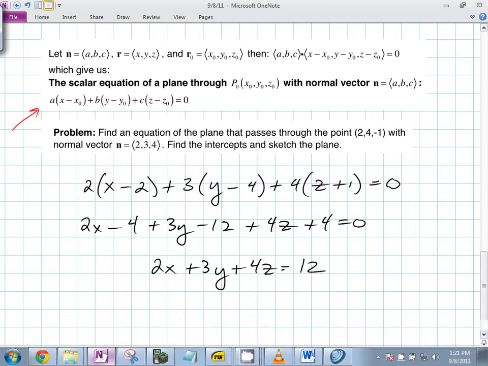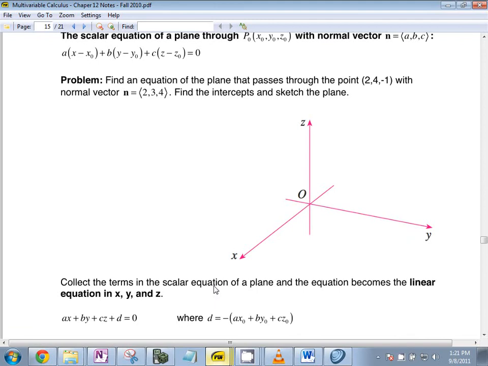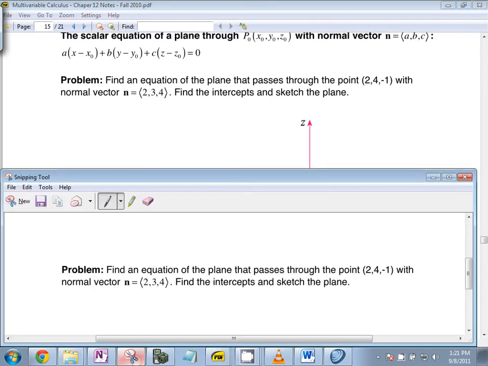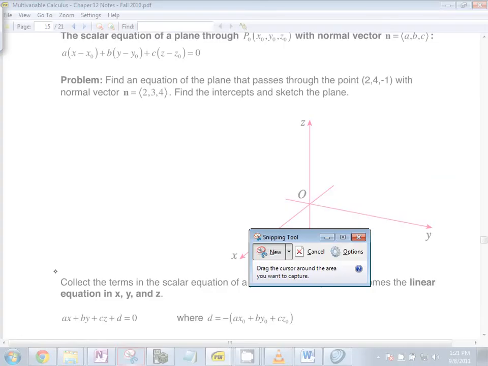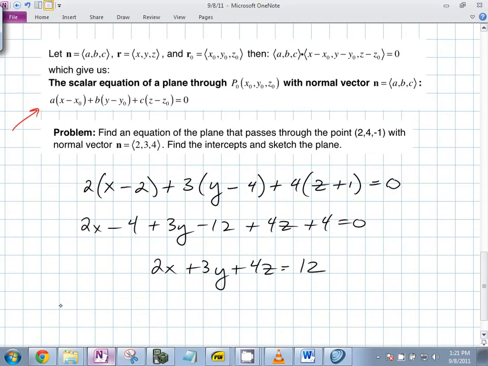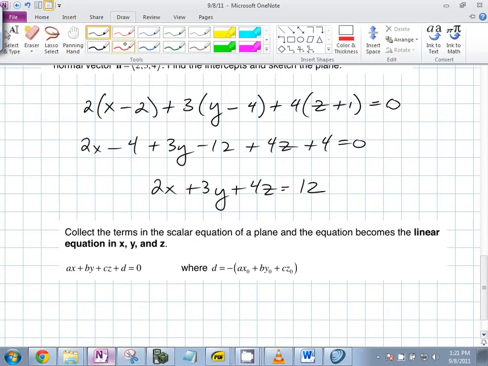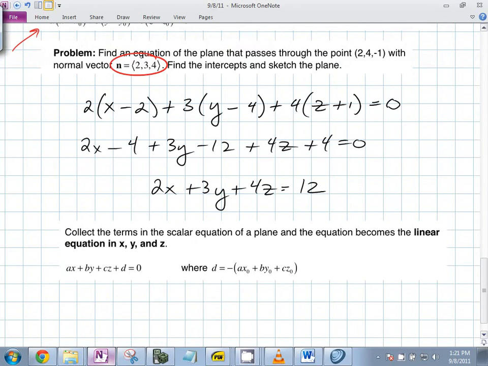What's really interesting is you might see it written in this form right here. And they give you the notation for this. What we just did is we turned it into the linear equation. What's really interesting about the linear equation is that n is (2, 3, 4), the vector that's the normal vector to the plane. Where is (2, 3, 4) living? Yeah, it's the coefficients. Here's A, here's B, and here's C of the normal vector.